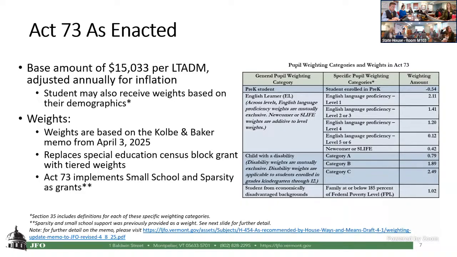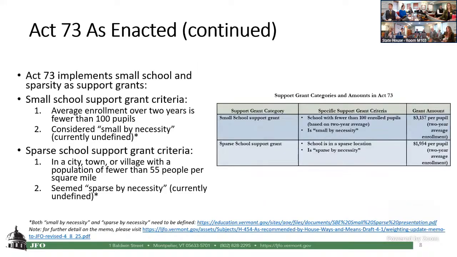Can we take questions as usual? Please, jump in. I'm just wondering if you could give me a better idea of the difference between the small school and sparsity weights versus the grants. It's not based on the number of kids, it's just a flat number? I have some more information on the next slide. That may be helpful, and then if you still have a question, we can revisit. Okay.